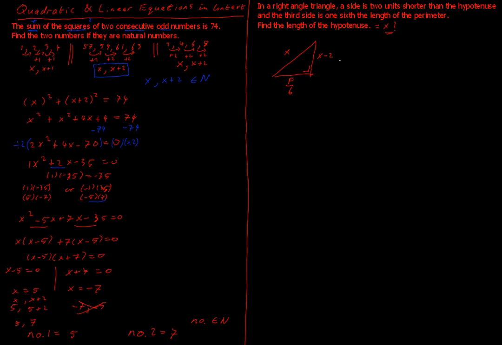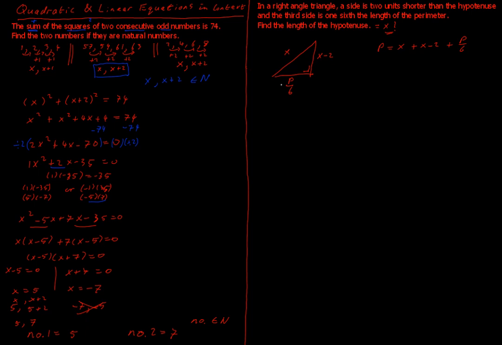So what have I got here? I know that I'm dealing with the perimeter, so let's write that down. What would be the perimeter of this shape? Well, the perimeter, capital P, is going to be equal to the sum of my sides. That's what the perimeter is. If I go this length plus this length plus this length, I must get the perimeter. So x plus x minus 2 plus the perimeter divided by 6 must add up to the perimeter. That's one equation that I've now got, and I can tidy that up in a minute.